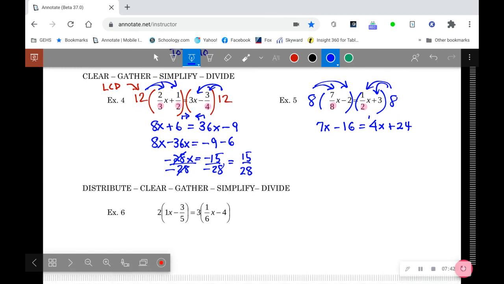So I'm going to bring all my x's and gather them on the left. And my constant numbers I'll gather on the right. So I have 7x minus 4x. Don't forget to change the sign when you take something over. I'll simplify when I do that. 24 was already over here, and I'm going to add 16 to it, which gives 40. And now I'll divide both sides by 3.